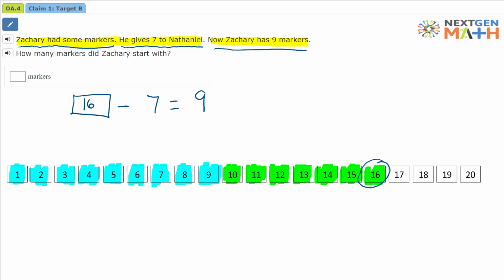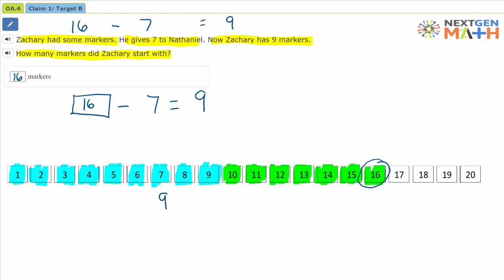So we could say this. Let's read this problem using our numbers now. Zachary had some markers. Well, we figured out that Zachary had 16 markers. Then what happens? He gives 7 to Nathaniel. So we subtract 7 that he gave to Nathaniel. Now Zachary has 9 markers. That equals 9. So that works. So how many markers did Zachary start with? He started with 16 markers.